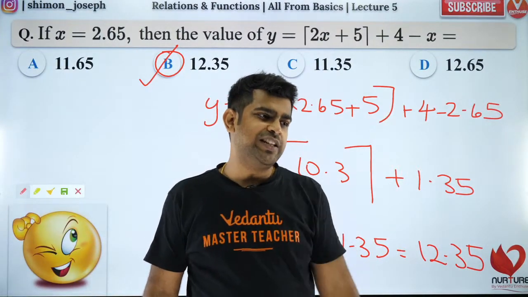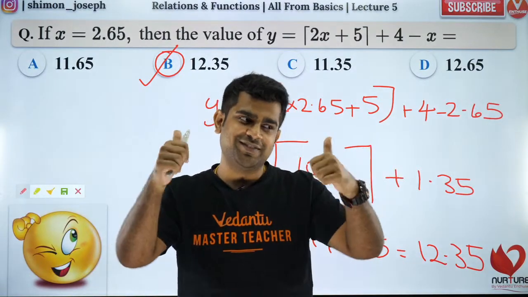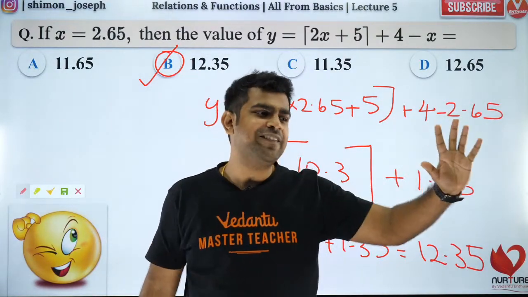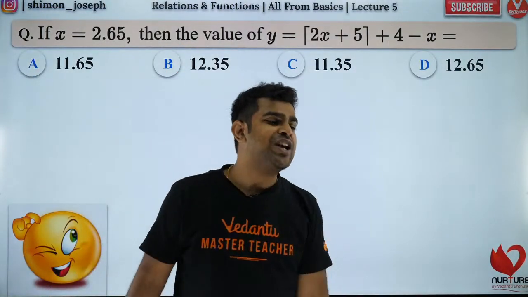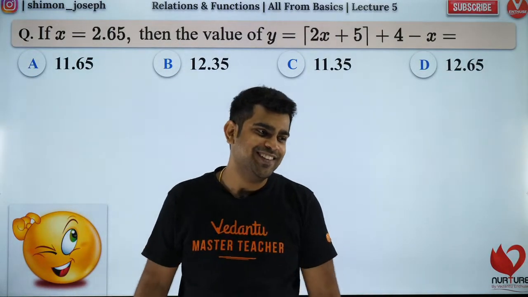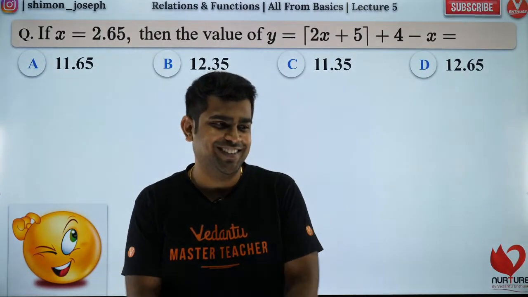Darshan chose A, B, C, D, so he is 25% correct. Okay, so great job, Darshan. I'll give it to you. Every question Darshan will be right 25%. Okay, so shall we move forward? Shall we move forward?